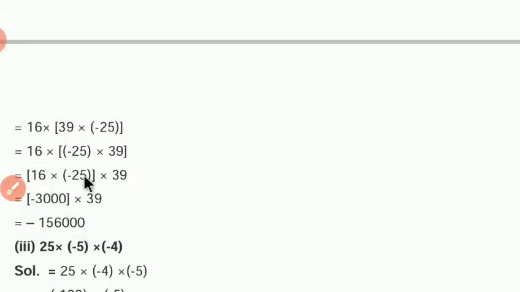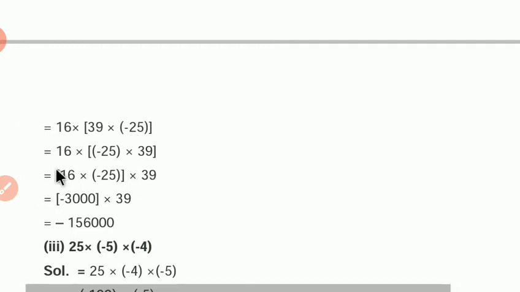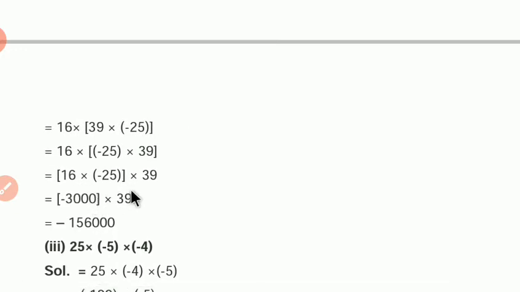So 16 into minus 25, you know that 6 5s are 30. It means if we multiply 16 into minus 25, we'll get 0 in the last. So we have taken these two numbers first to make our calculation easy and fast. Then last we multiply by 39. So if we multiply 16 into minus 25, we'll get minus 3000. After this you have to multiply by 39.